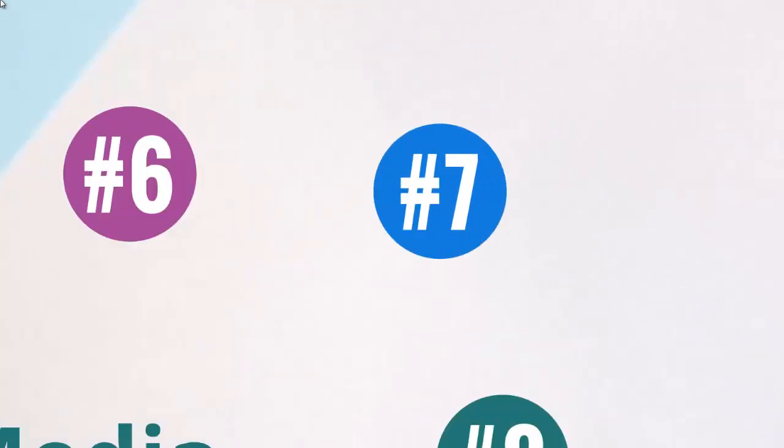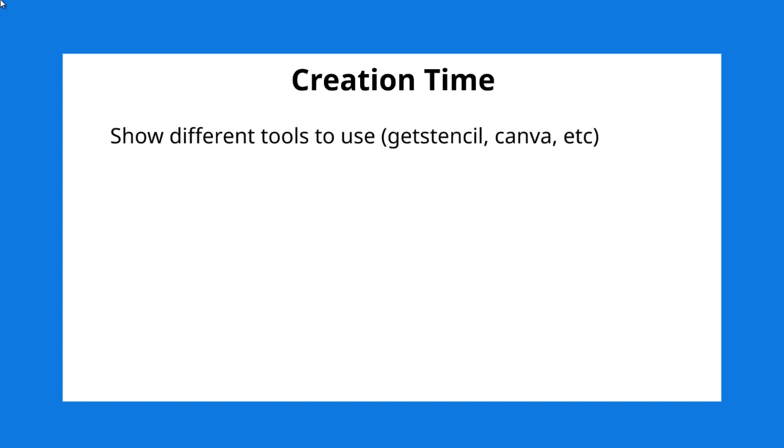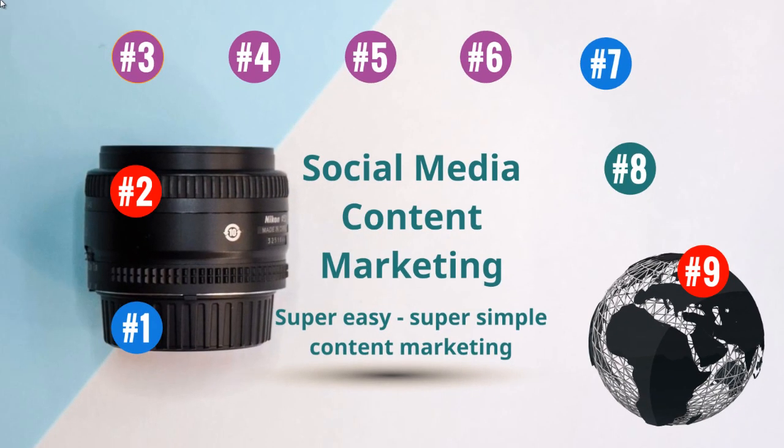Hello and welcome back. This is video number 7, and we're going to talk about creating these simple pieces of content. Now, I'm going to show you different tools that you can use to create these pieces of content. Some of them range from using a site called Get Stencil, Canva, and more. I'm going to show you how to use Get Stencil in just a minute.